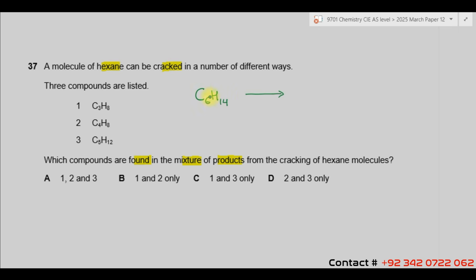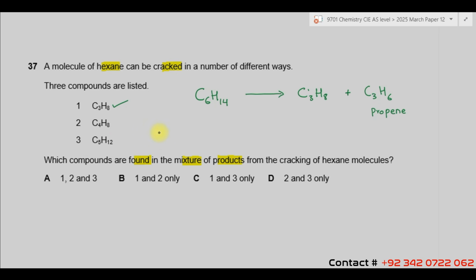So cracking means breakdown of this compound into various components. So we have C3H8. Let's see what is left. So 6 carbons, 3 are gone, 3 are remaining. 14 hydrogens, 8 are gone, and 6 are remaining. So C3H6, this is an alkene, propene. So this one is possible.